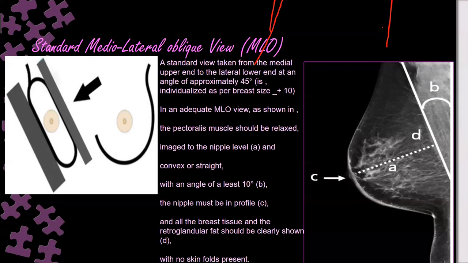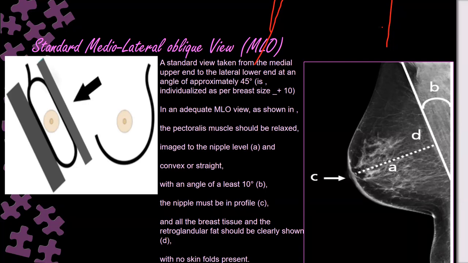And as we mentioned before, the image receptor is usually placed parallel to the pectoralis, and the breast rests obliquely, with the compression plate coming obliquely from the medial side. The breast is imaged from superior or upper medial toward lower lateral at 45 degrees. This 45 degrees is not, yani, fixed for every patient. It can be individualized per patient.